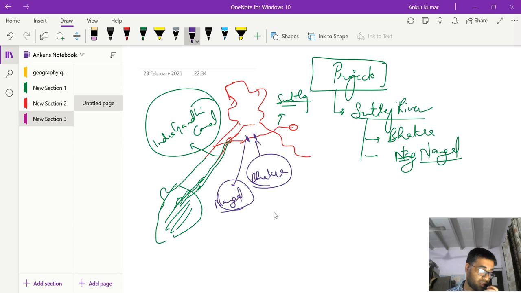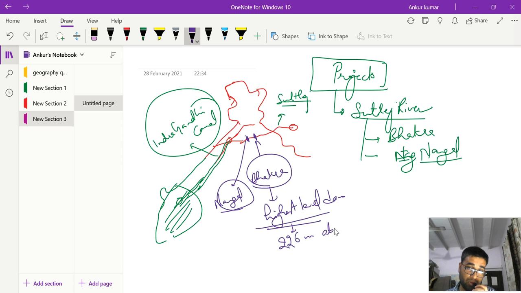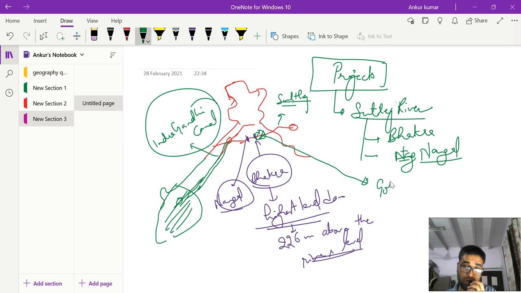Right. And this Bhakra is the highest dam in India, highest in terms of height, with a height of 226 meters above the river level. And the reservoir which is formed by this Bhakra Dam here is called the Govind Sagar reservoir.